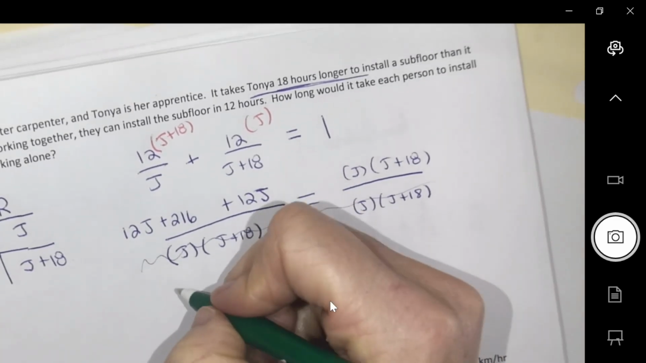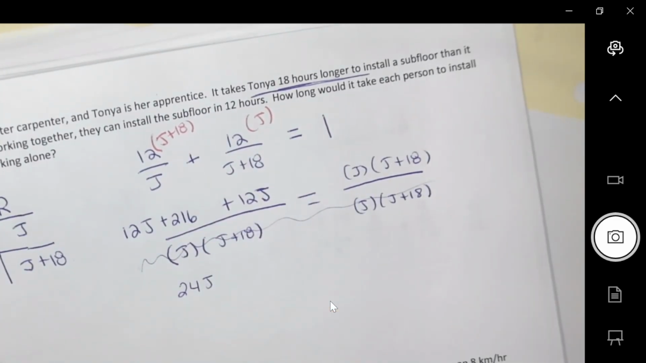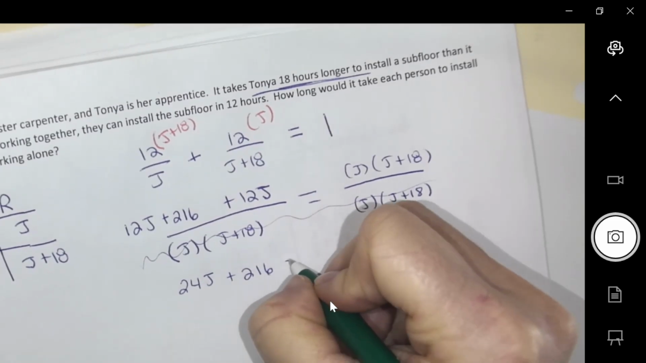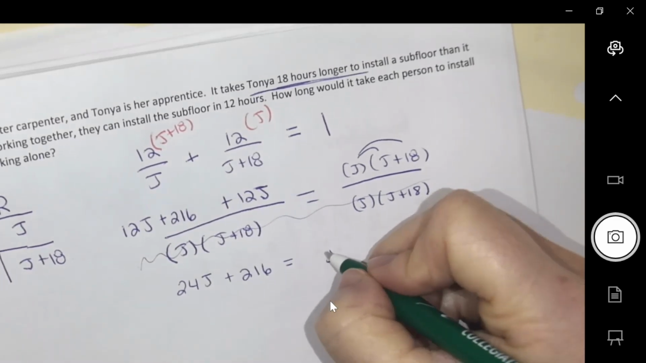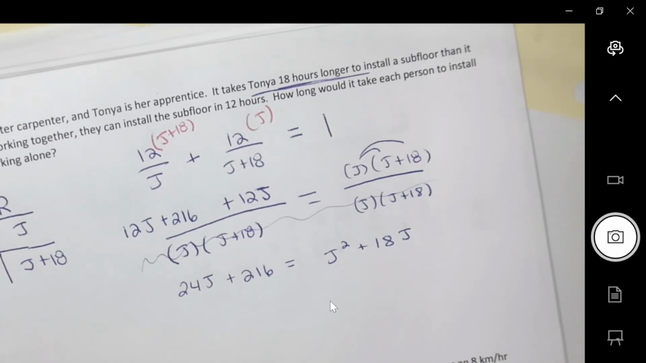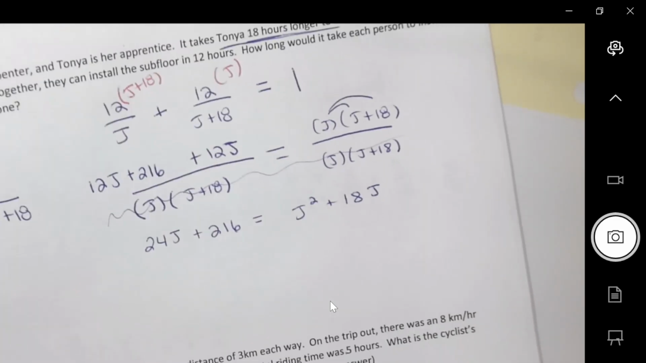All right, I'm going to combine 12J and 12J on that side. So that's okay with you? I put a 24J plus 216. I'm going to do some distribution on that side. J squared plus 18J. This is your big, shining grade 11 to grade 12 pre-calculus moment. What do you do right now? You do the 18J over the 24J. Equal 0. That's the big idea. Equal 0. And then you can do simple trinomial.